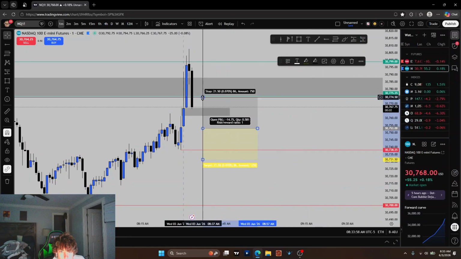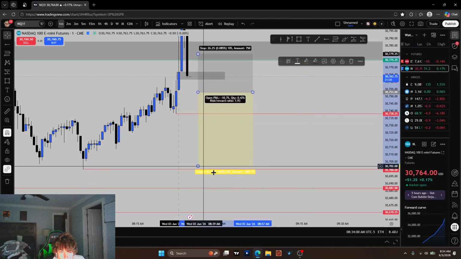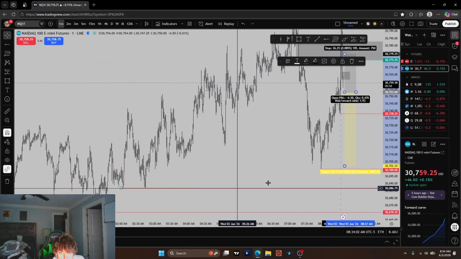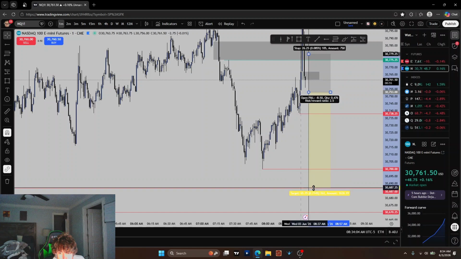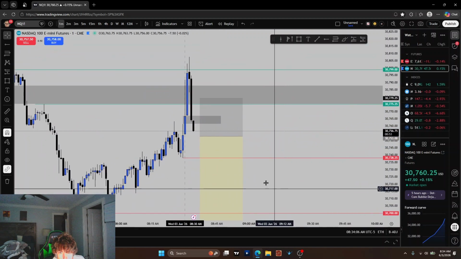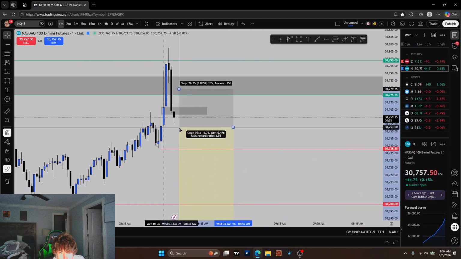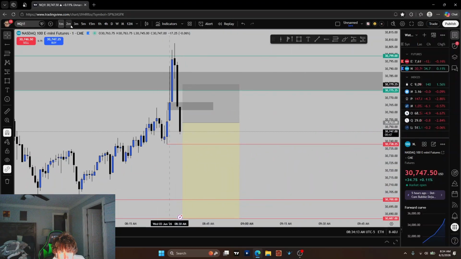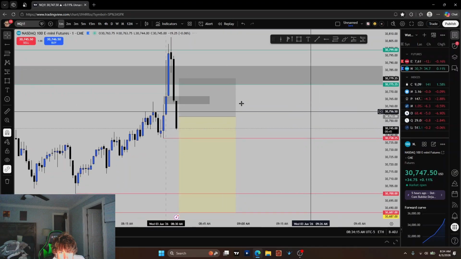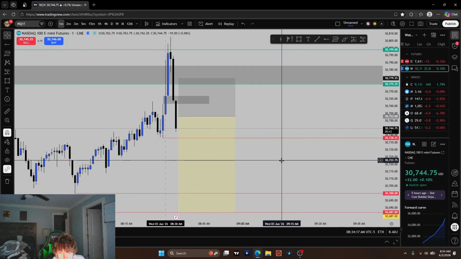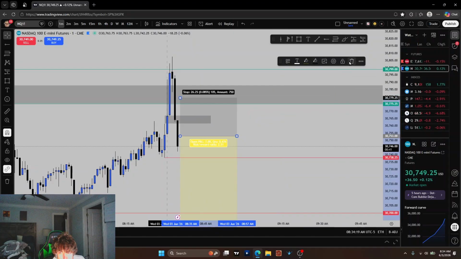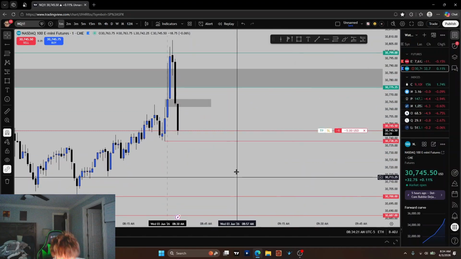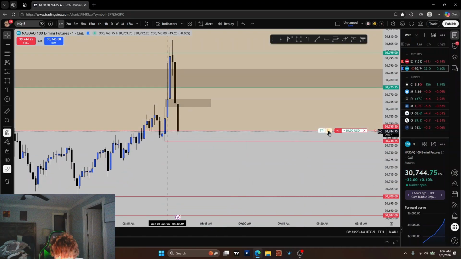We're gonna get some sort of inverse kind of like this to target these equal lows here. Oh my gosh. Let's see if we inverse. I hope we inverse before taking this low here. This is a nice play. I might just go ahead and enter, to be honest. Take advantage of that volume.